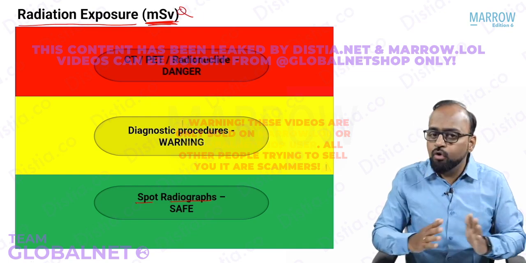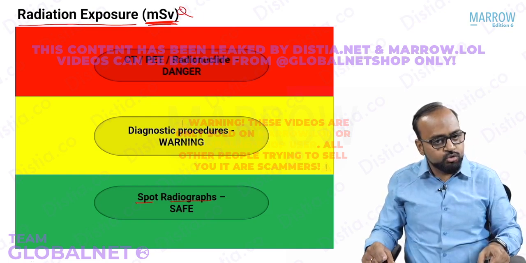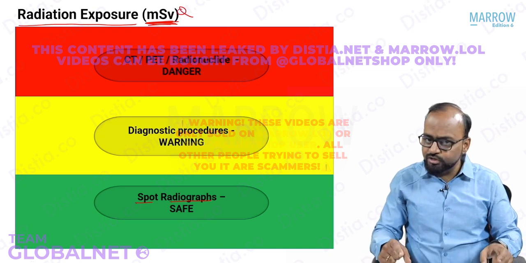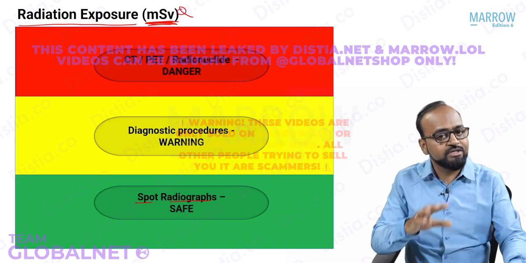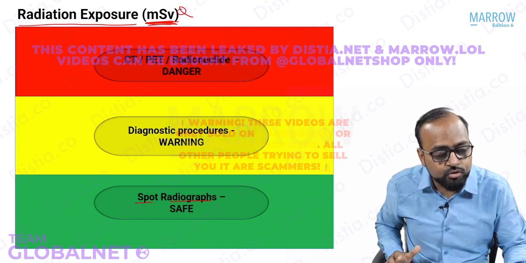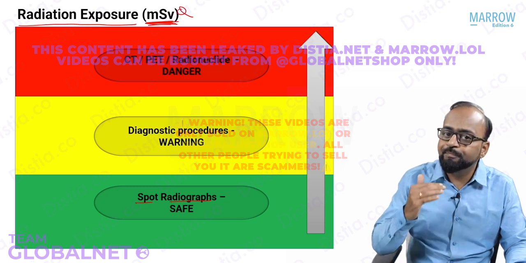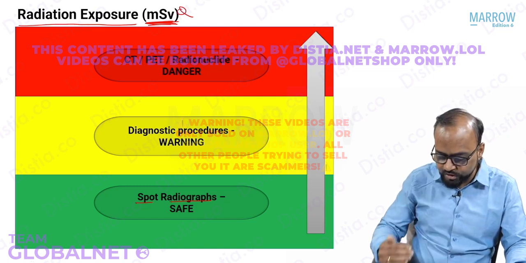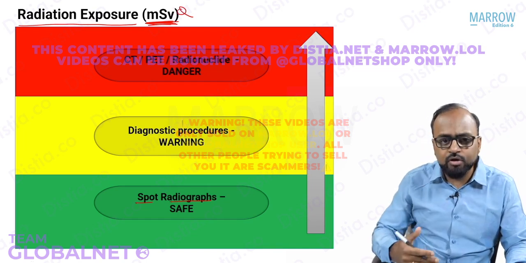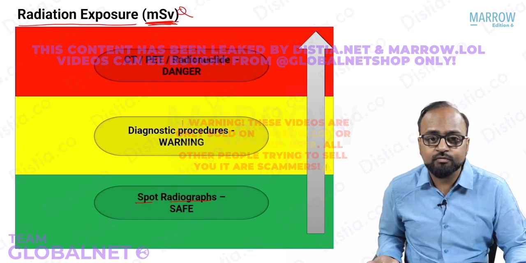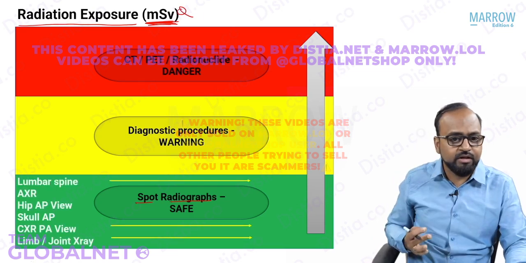Now, what have we seen? All modalities that we use can be classified as spot radiographs, green zone, safe zone; diagnostic procedures, yellow zone, warning zone; and CT scan, PET scan, radionuclide studies, red zone or danger zone, because the radiation exposure is going to increase from bottom to the top, from the green zone to the yellow zone to the red zone. Now, instead of remembering the values of all the 15, 20 different types of tests, let us remember only a few of them, and they are very important.